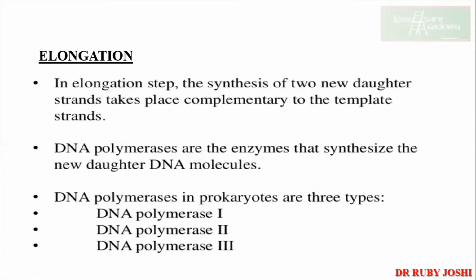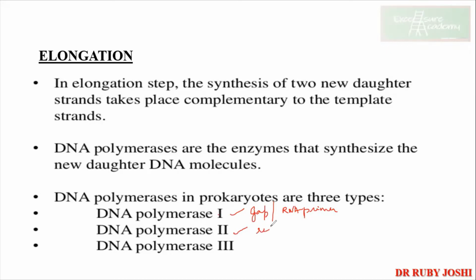Here nothing much is there because once the replication has been started, the DNA polymerase will just keep on adding the new nucleotides. Okay. So the synthesis of the 2 new daughter strands takes place complementary to the template strands, and DNA polymerases are the enzymes. We have got 3 types of polymerase in the case of prokaryotes. That is DNA polymerase 1, 2, and 3. One is responsible for filling the gaps, like in the previous lecture we saw where the RNA primer is removed. So the gap is filled by the DNA polymerase 1.